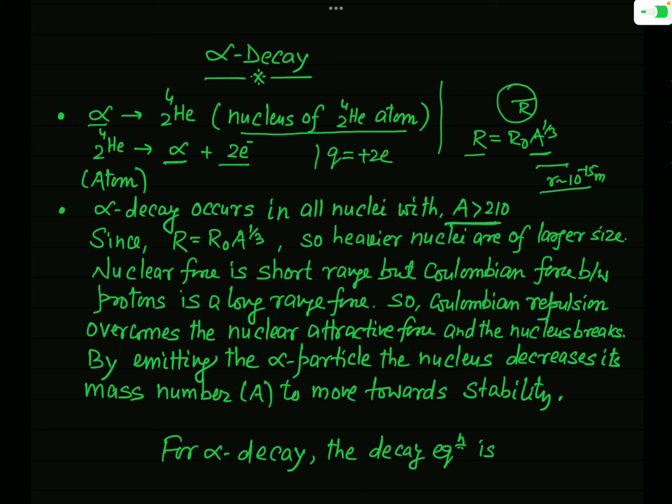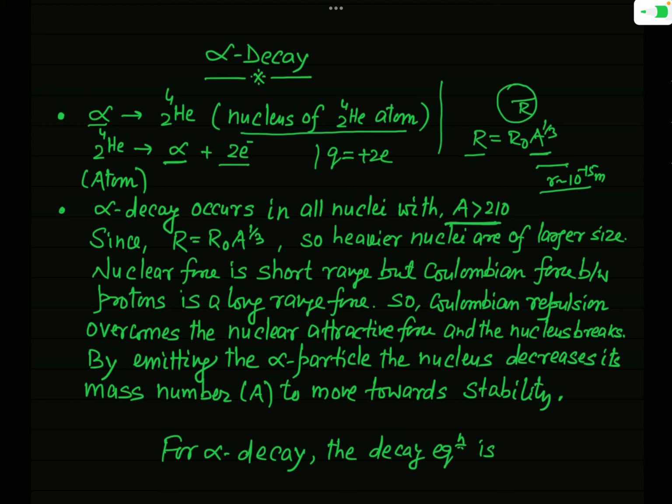On the other hand, since the nucleus contains protons and protons have positive charge, the positive charges will repel one another by electrostatic force of repulsion, or Coulombian repulsion. So inside a nucleus there are two types of forces. The first one is the attractive nuclear force, and the other is the repulsive electrostatic force between the protons.